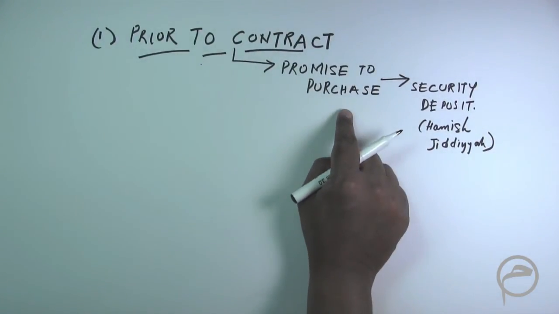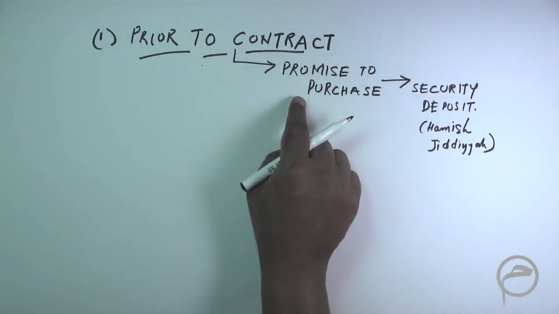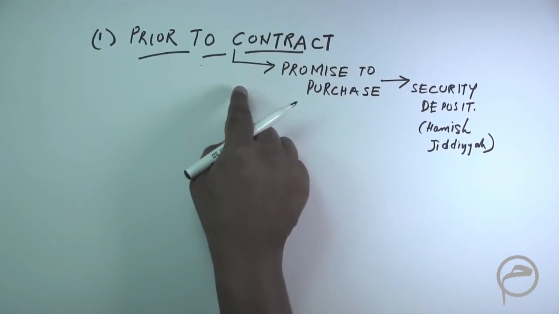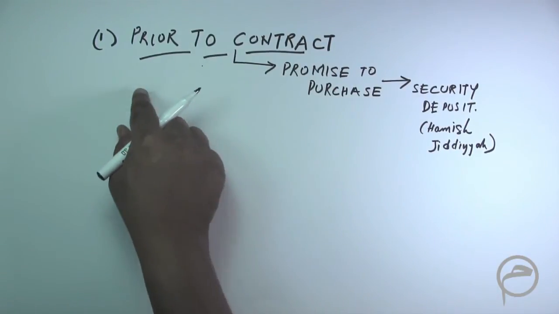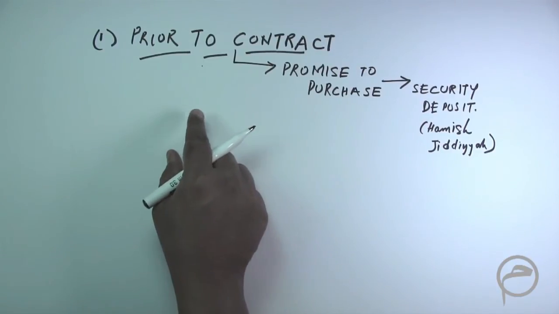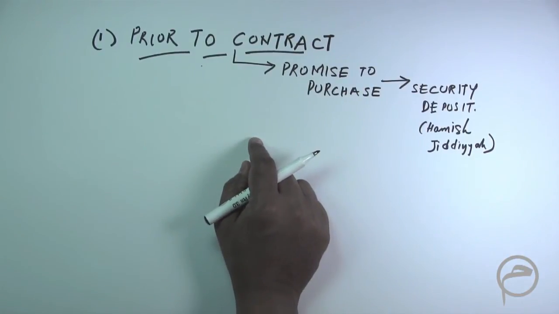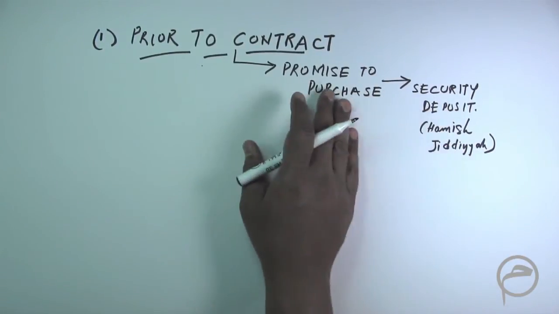Now, one important point here for us to understand is that if the customer fails to purchase, then the bank has the right to deduct the actual losses which the bank has incurred in purchasing the asset. For example, if the bank has not purchased the asset and the customer does not want to execute the sale transaction, then the bank has to return the whole security deposit which it has taken from the customer.